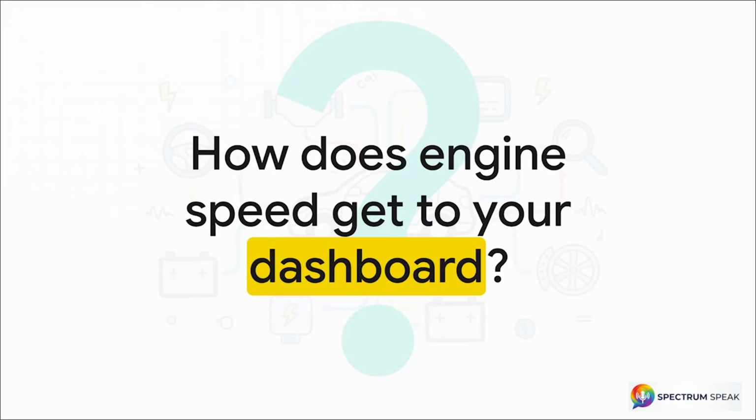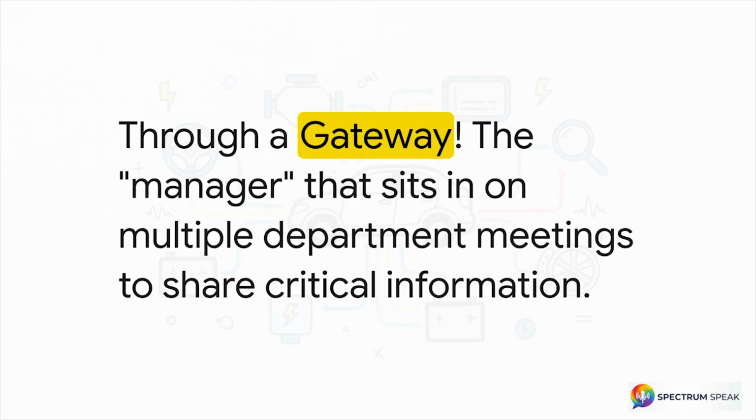Okay, so here's the perfect real-world puzzle. The speed of your engine is figured out in the powertrain cluster, but you see that speed on your dashboard, which is part of the infotainment cluster. So how does that piece of information get from one department meeting all the way to another? The answer is our friend, the gateway. In our company analogy, the gateway is the manager. It's a special kind of node that's plugged into 2 or more clusters at the same time. It sits in on the powertrain meeting, hears the engine speed message, and then basically walks over to the infotainment meeting and announces, "Hey guys, just so you know, the engine's at 3,000 RPM."